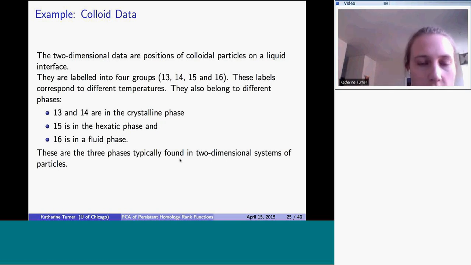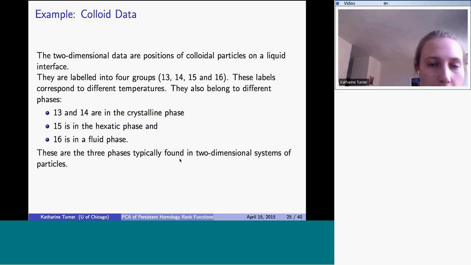So we have 7 of these samples. I picked windows so that they've got the same number of points in them. So 7 of 13, 7 of 14, 7 of 15, and 7 of 16. And I guess the question is, can we figure out which phase, or temperature, something is in, just using the persistent homology rank functions, and in particular using the scores in the PCA.